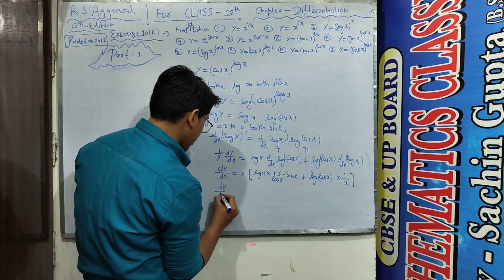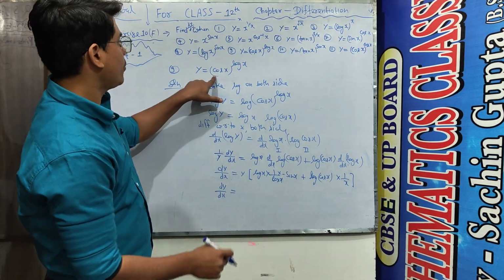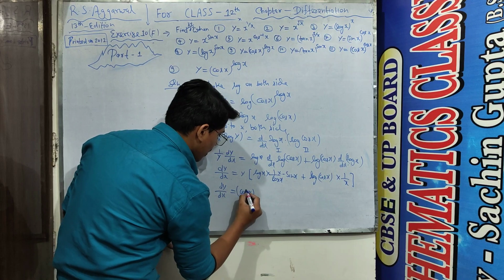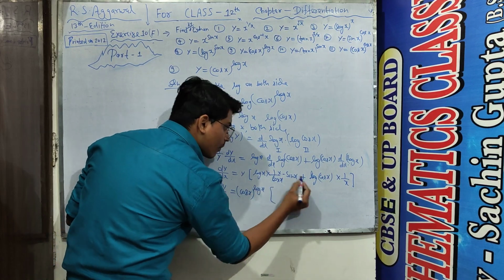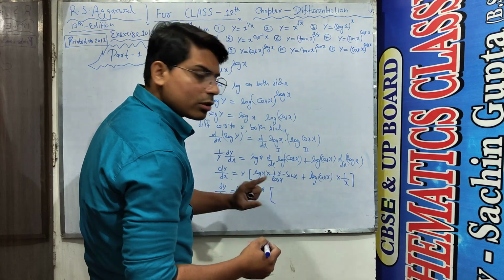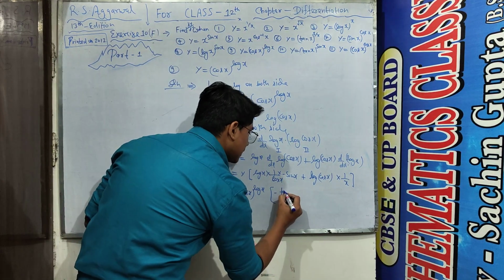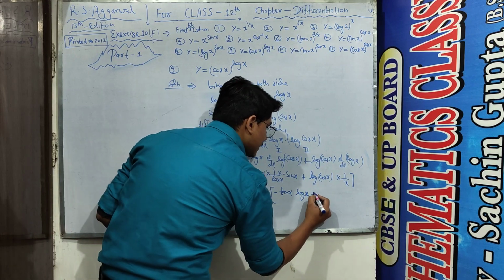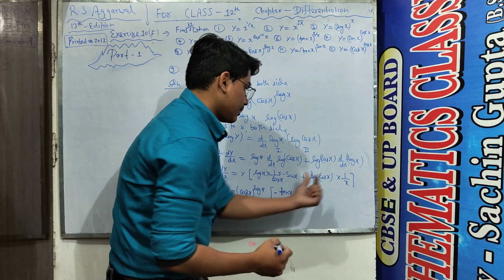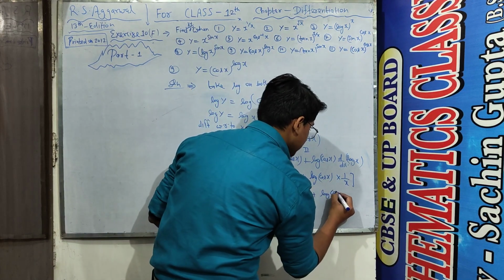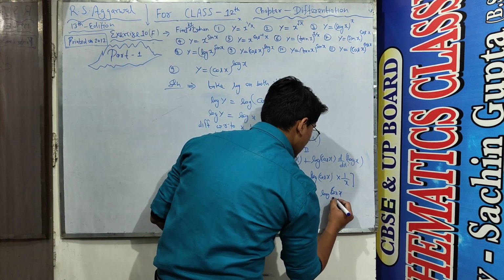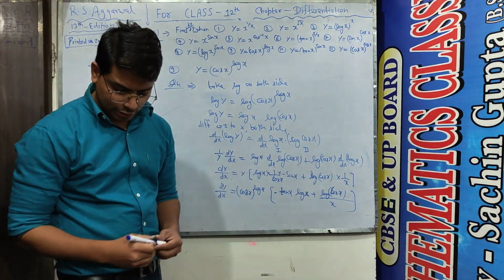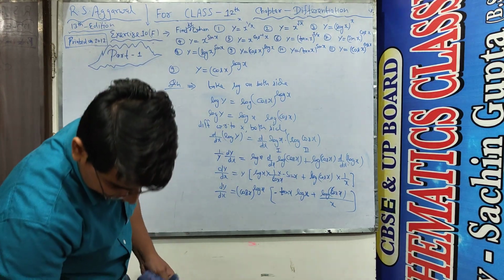Now we put the value of y from here, that is cos x whole power log x. Sin upon cos becomes tan, so this becomes minus tan x log x, plus log cos x whole divided by x. This is our answer of question number 9. You can check.